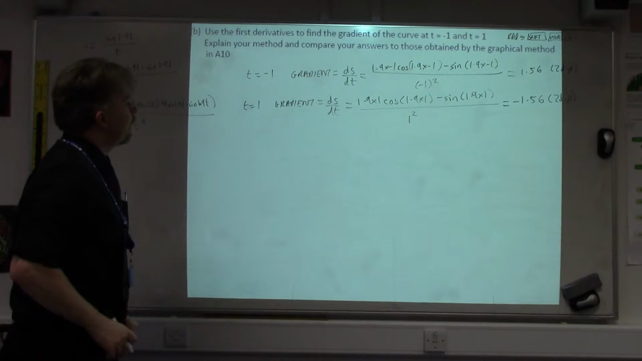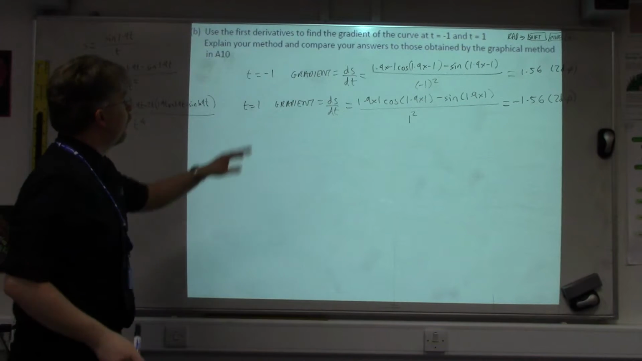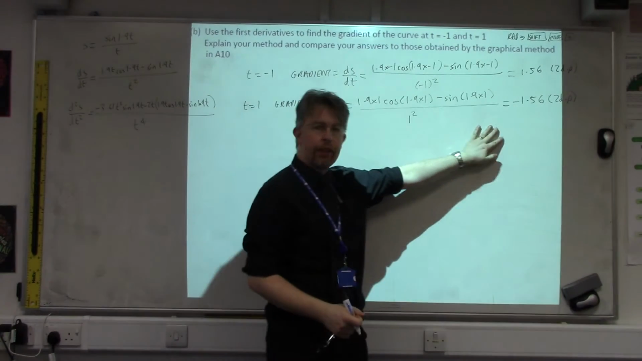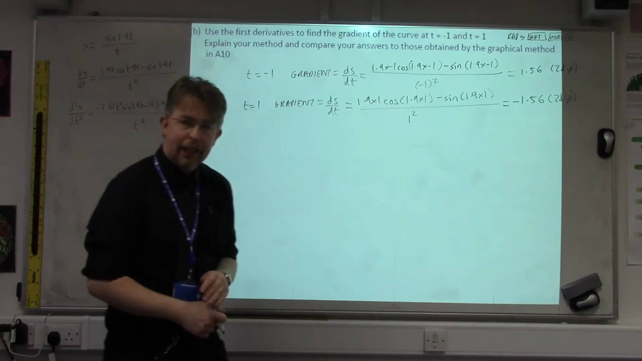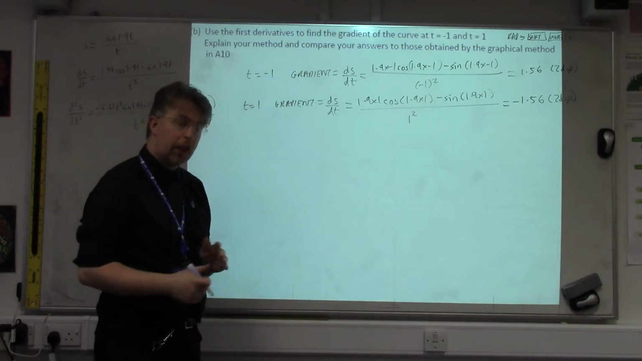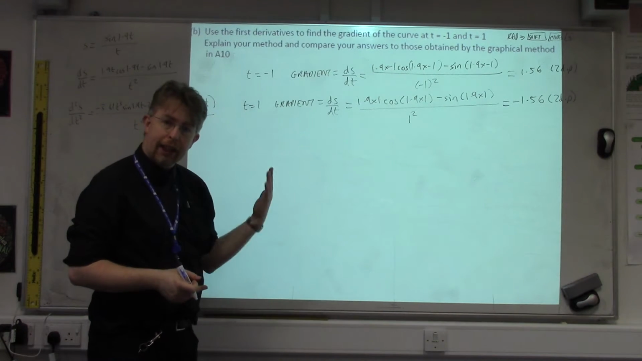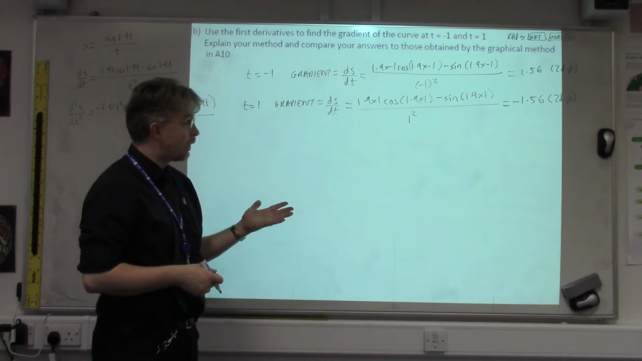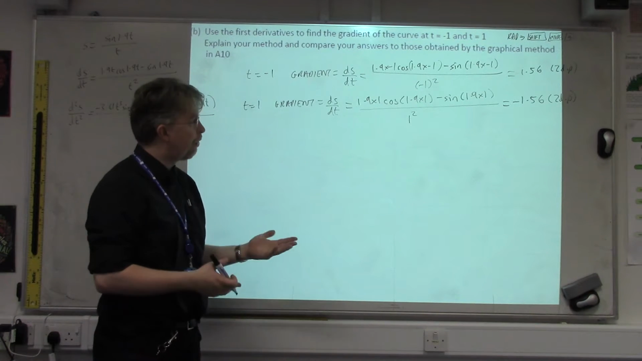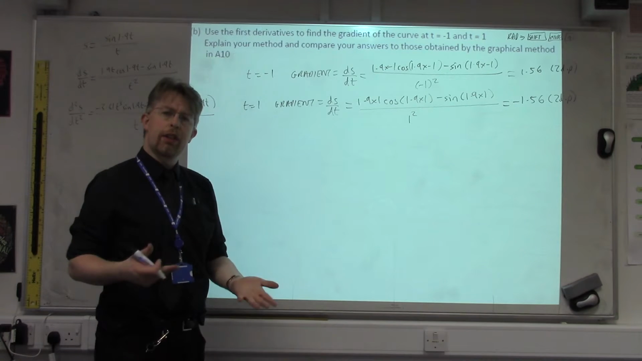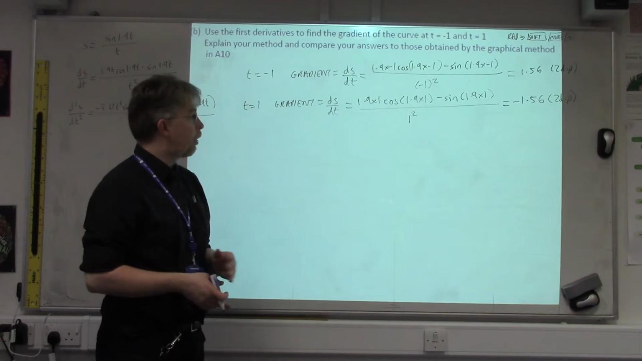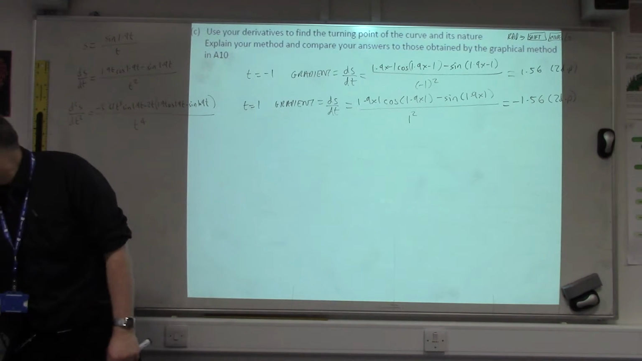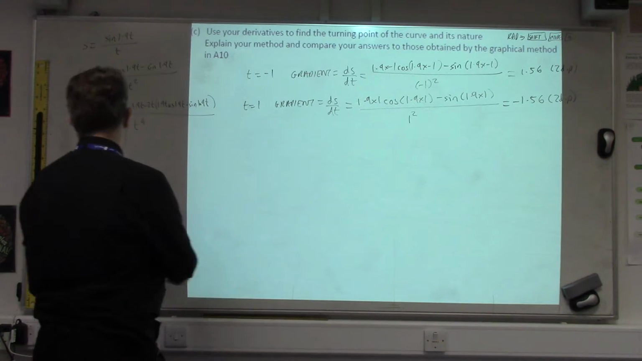To get merit and distinction, you need to explain your method and compare your answers to the graphical method. These have been obtained from calculus, so they're the correct exact answers. You make a comment on that, and then rate how good your estimates were and how close they are to these actual answers. If they're close, good estimates; far away, bad estimates. It doesn't matter if they're good or bad, just as long as you make the correct comparison to get the merit and distinction.